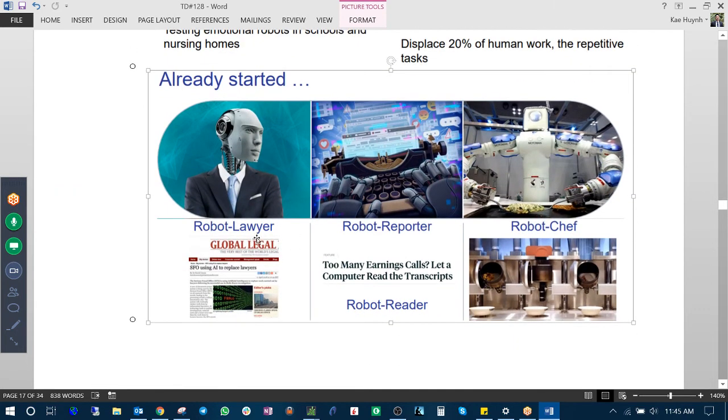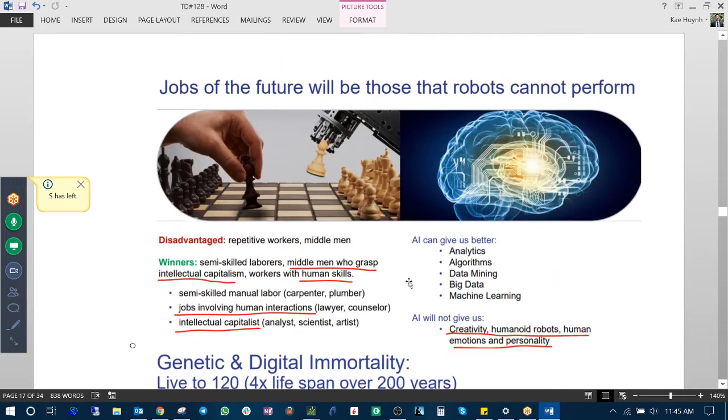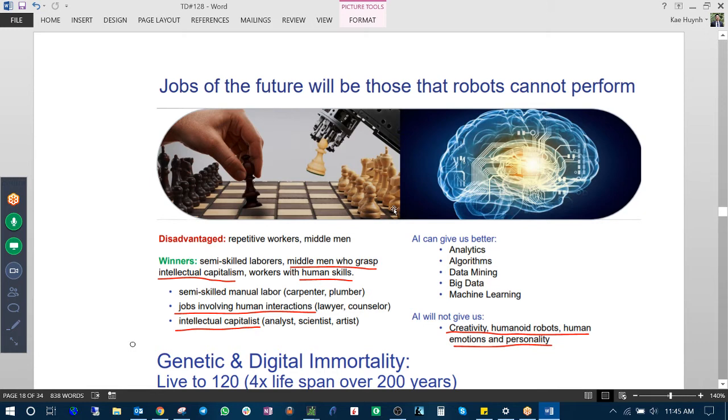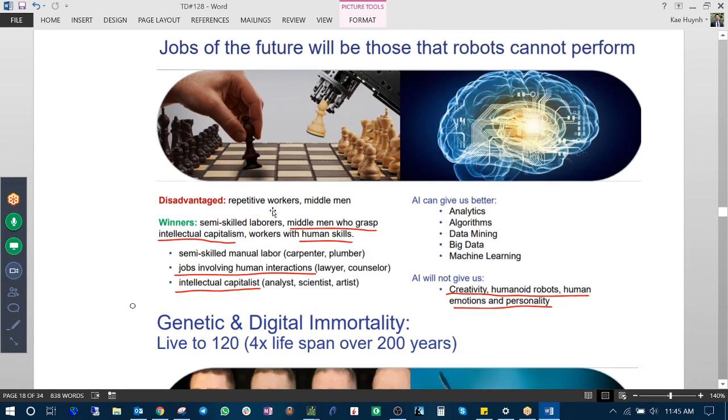It's already started. There's a robot lawyer. This is why I talked with Sheen yesterday. He talked about lawyer software, legal software. It's trending in his world. Robot reporter, robot chef, robot reader too. What else? Jobs of the future will be those that robots cannot perform. The disadvantaged are repetitive workers or middlemen. But the winners will be, I didn't understand this part, semi-skilled laborers like carpenters and plumbers, and middlemen who grasp intellectual capitalism. You know what that means?